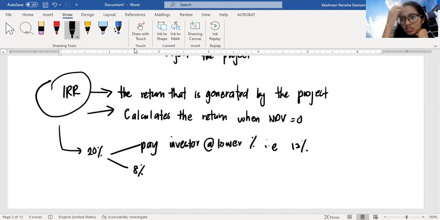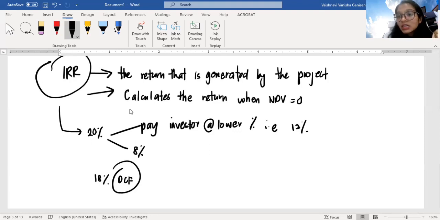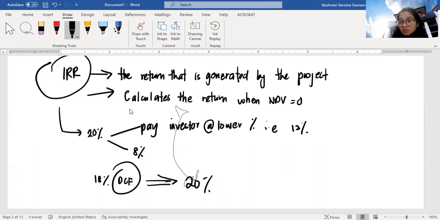Now, guys, I just want to remind you that when you are making a decision on a project, let's say you decide to pay your investor 18%. This is the amount that you decide to pay your investor. So it's a discount factor, it's your cost of capital. When you decide to pay your investor at the discount factor of 18%, you must ensure that the project will yield a higher return than 18%. Example, you will yield at least 20% or 19%, something that is higher than 18%.